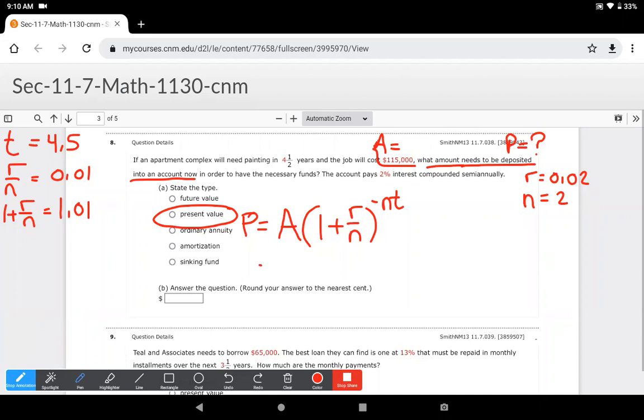Okay, so let's fill this out. We have 115,000 times 1.01 raised to the negative, do we do NT?